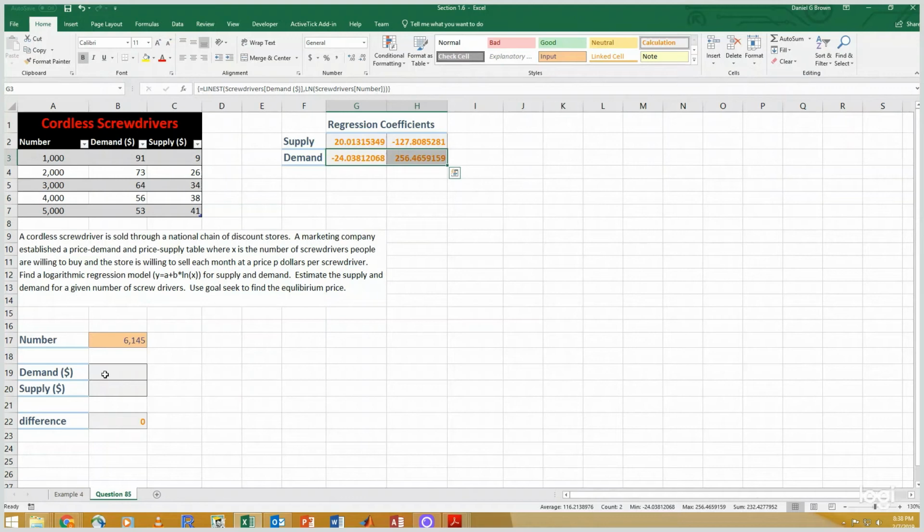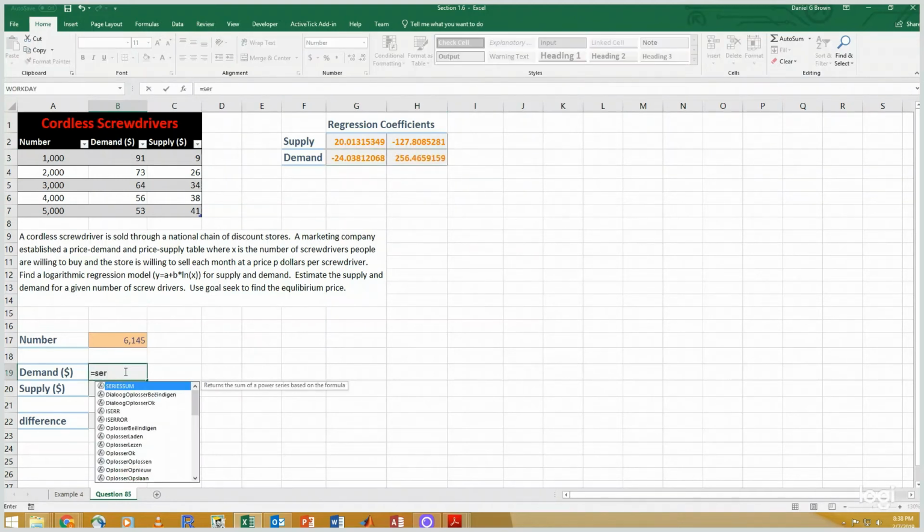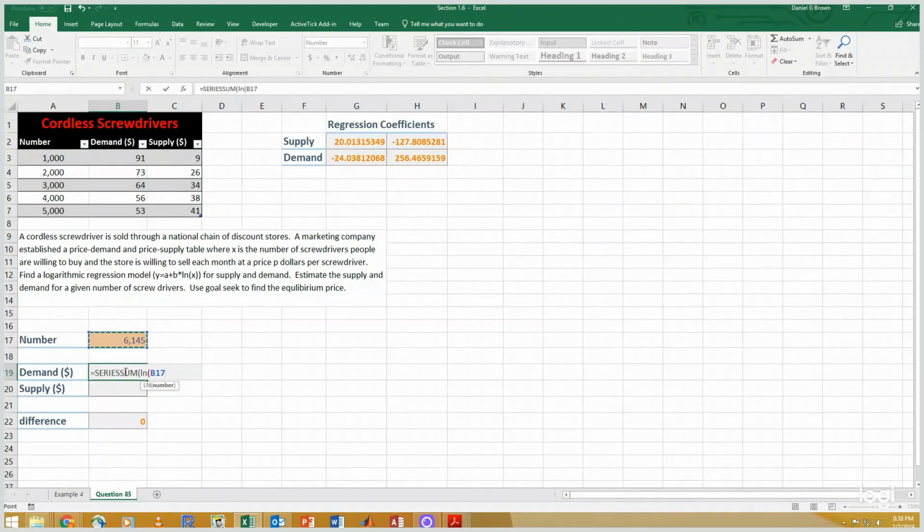I get both coefficients. I go down here to my calculations, and I'm going to use my usual series sum. But now instead of passing x, I want to take the natural log of x. So the natural log of 6,145. 1, negative 1, because this is linear, supply, equals series sum natural log of x, 1, negative 1, demand.